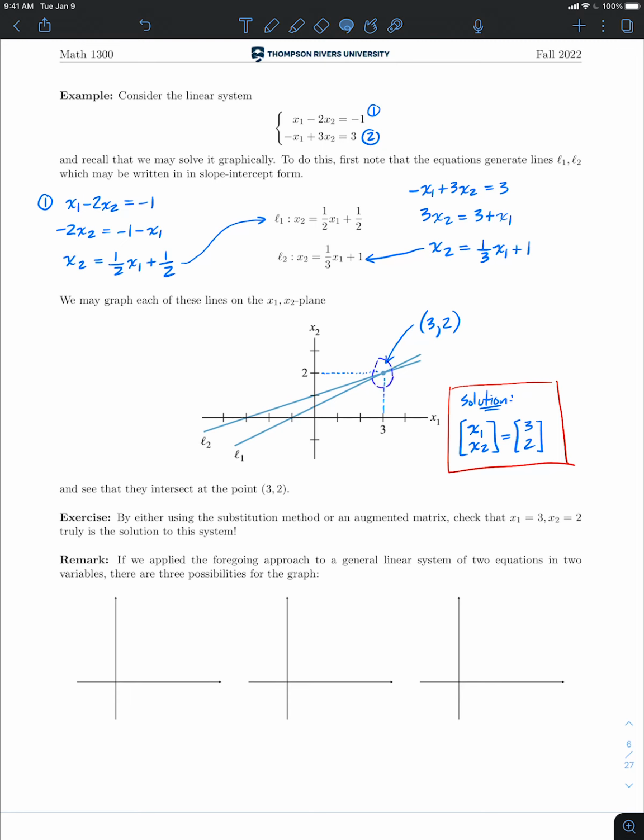There's an exercise right below, and I'll ask you to do this on your own. Just plug the values into the variables in each of the equations in our linear system, and make sure that both of the equations are actually satisfied when x1 is equal to 3 and x2 is equal to 2. Basically, just check that what we found genuinely is a solution to the system.